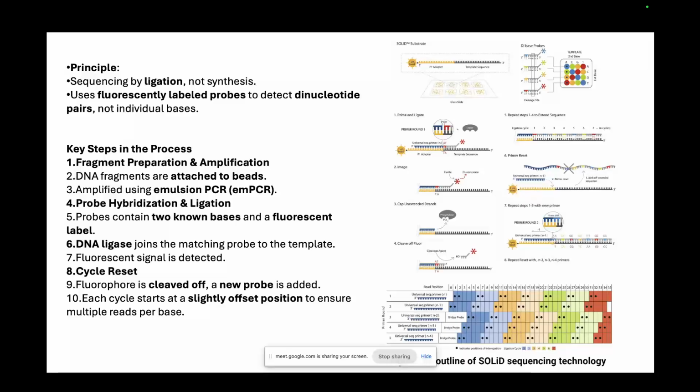And then once the ligation is done, the signal will be detected. And then again, you do this. You cleave it off, and then you again start a new cycle. You detect this. Right. So this is basically the overview of SOLiD sequencing technology. This has been, I think, quite well discussed in the class as well.